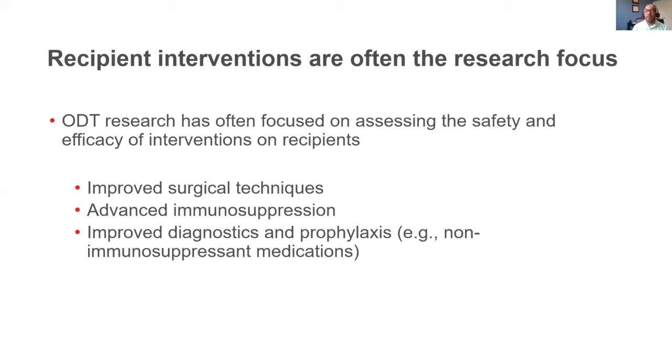Building upon a little bit of what Maureen was saying earlier, what we've seen historically with ODT research is that there's been a predominant focus on interventions that are performed on the recipient. So whether that's improved surgical techniques, advanced immunosuppression, better diagnostics or prophylaxis, those are the sorts of things that have traditionally dominated the ODT research space.